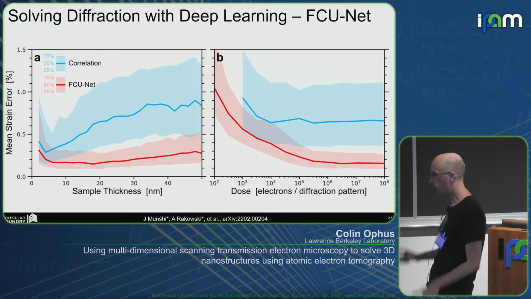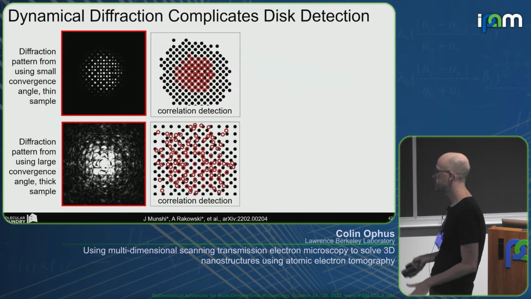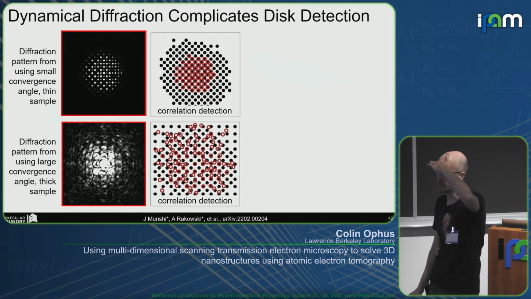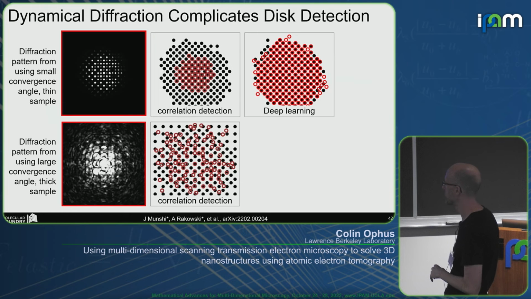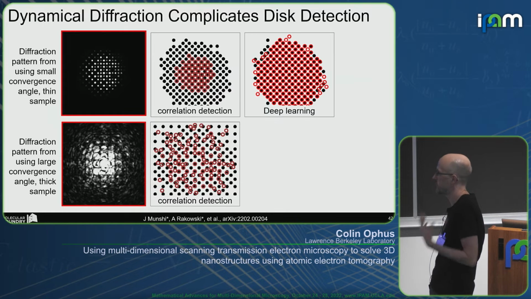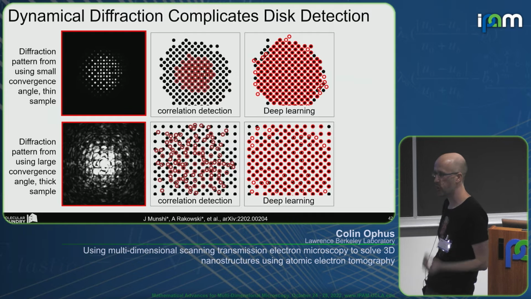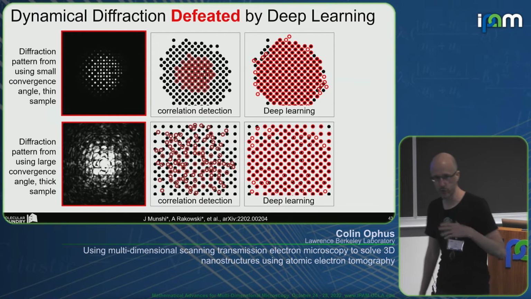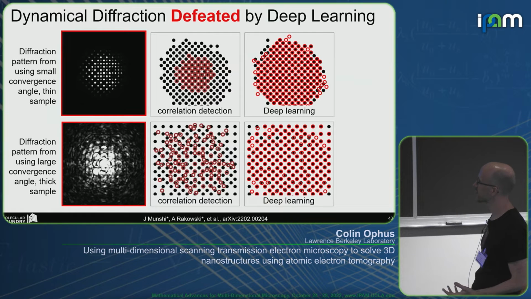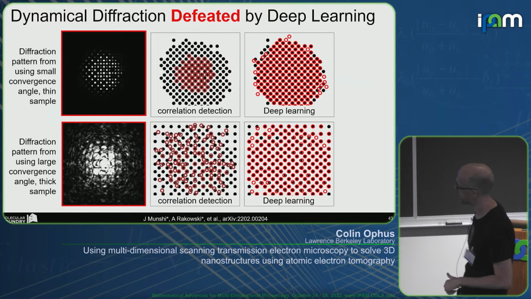So far, all I've shown is simulation. It doesn't matter how good it is, though, if you don't apply it to experiment. So I'll just show you one more simulated thing. The first, the motivating example here. Of course, deep learning can do the simple pattern, but it can also do the complicated, difficult pattern as well. So we think that dynamical diffraction, multiple scattering, is fairly easily defeated by deep learning approaches here.